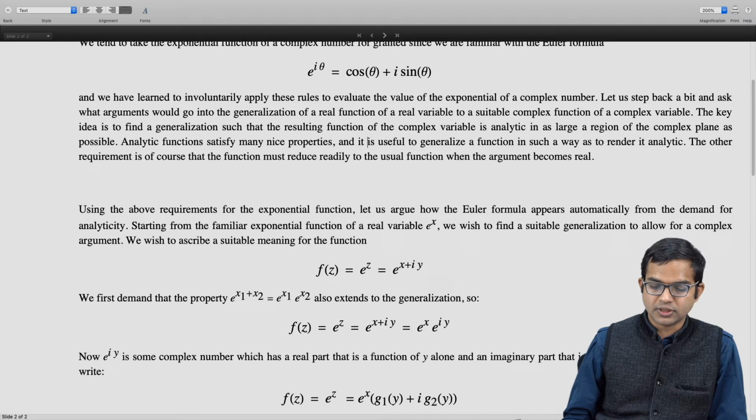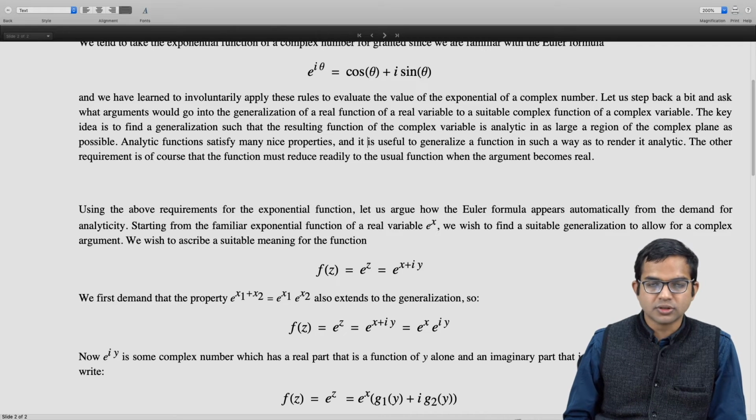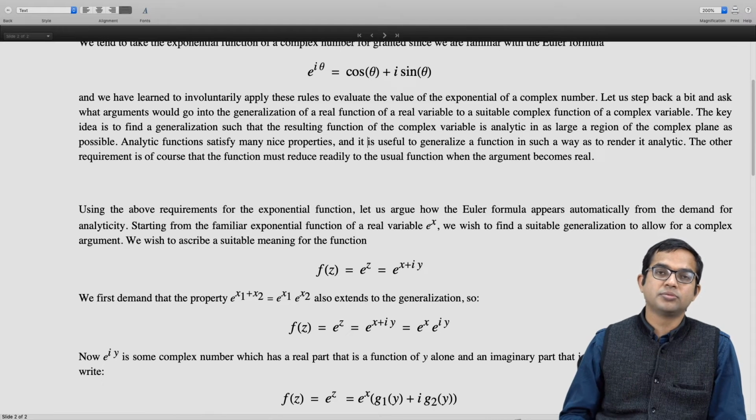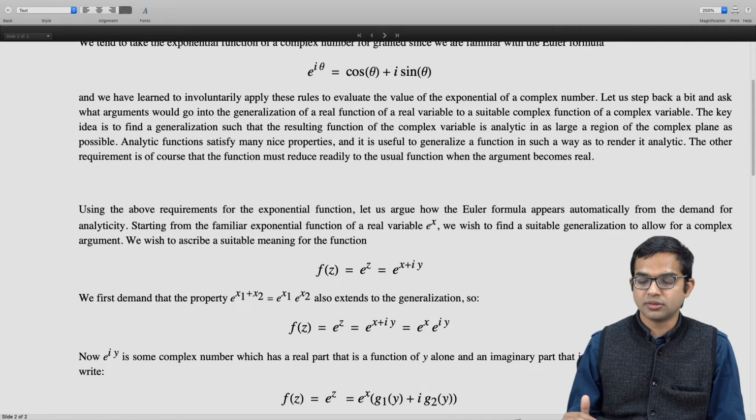Right? So as far as this function f of z is concerned, this function also has a real part and an imaginary part, right? Which we are used to thinking of as u of x comma y and v of x comma y. These are the real and imaginary parts. But here this u of x comma y and v of x comma y have a special form. So u of x comma y must be of the form e to the x times g1 of y, and v of x comma y is of the form e to the x times g2 of y.